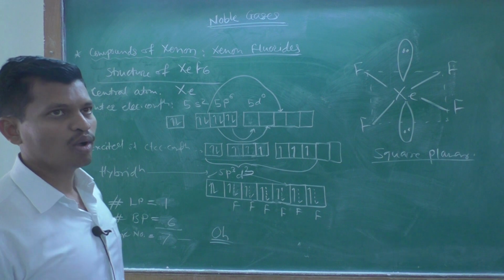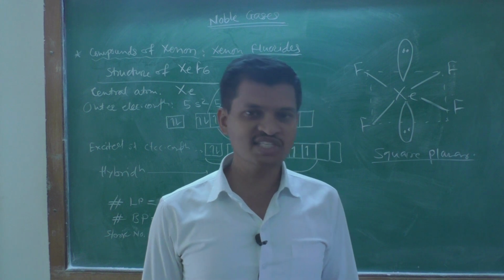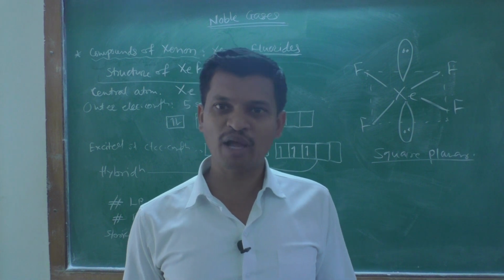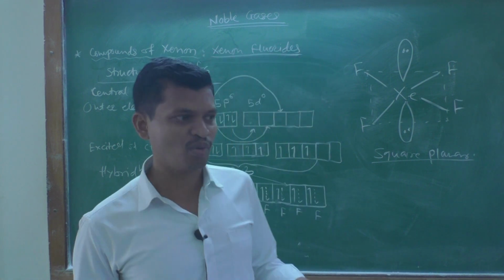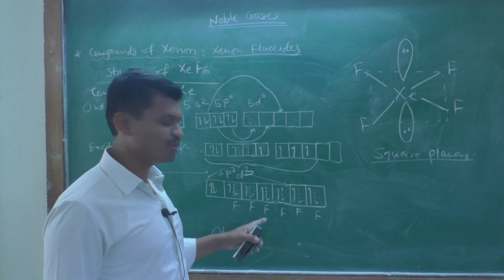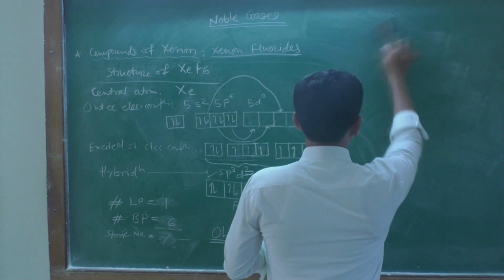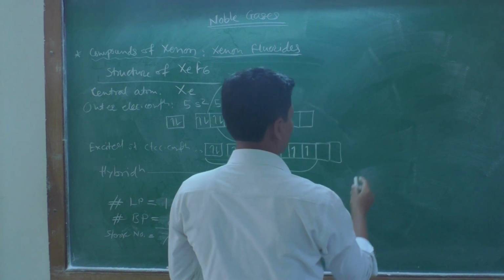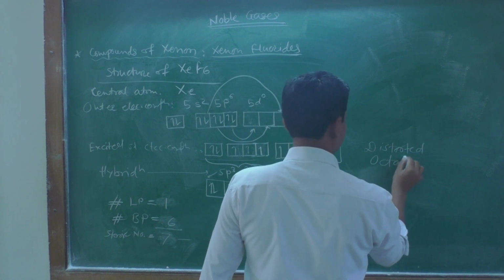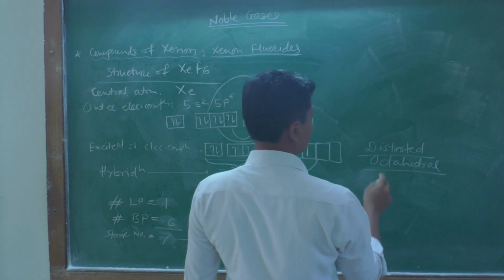So according to the VSEPR model, the steric number 7 suggests the geometry of the molecule is pentagonal bipyramidal. But actually, due to the presence of only one lone pair and 6 bond pairs in this molecule, the structure of the molecule can be distorted octahedral. So this is the shape or geometry of the actual molecule.